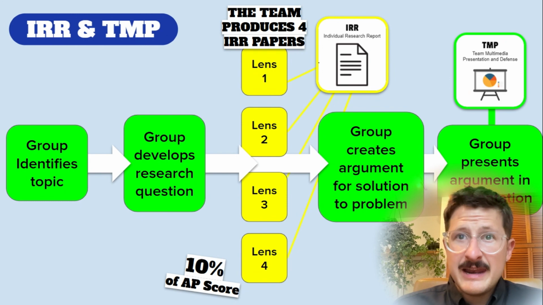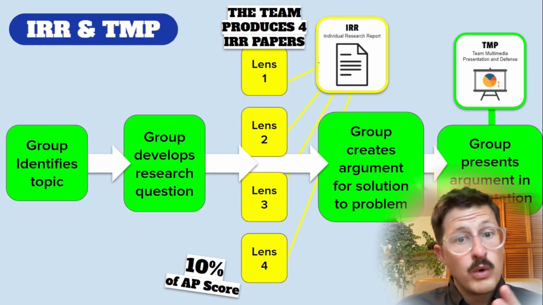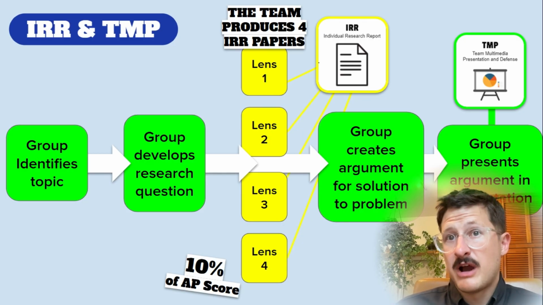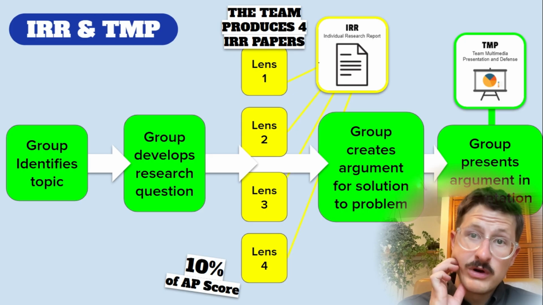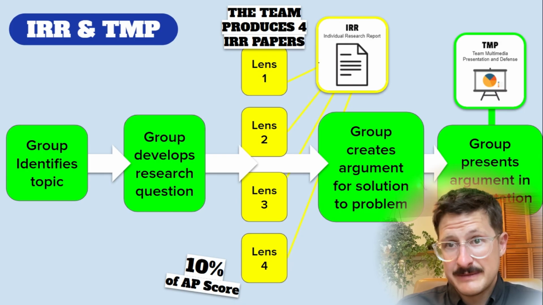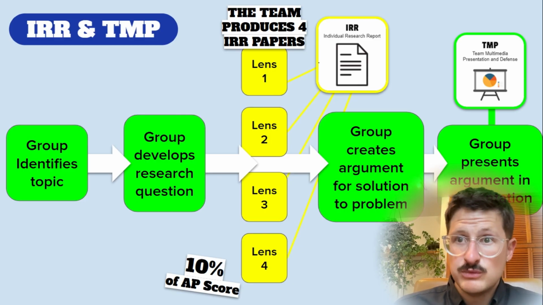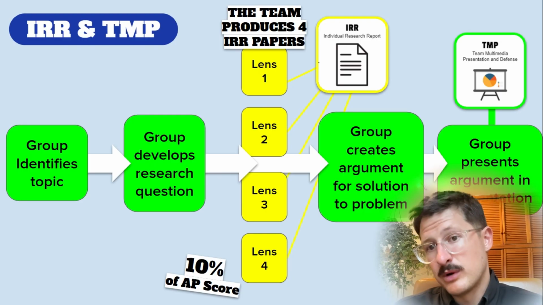The next thing that you'll do once you've picked a topic is you as a group are going to develop research questions, or sort of things that you want to focus or learn about through this process. And then here is where it goes from group thinking, group planning to what you individually are going to produce in your IRR. Your team, let's say there's 4 of you, will produce 4 IRR papers, each of them through a different lens or discipline. This group will then create an argument for the solution once these papers are complete and presented to one another, and then you're going to present that as your presentation.